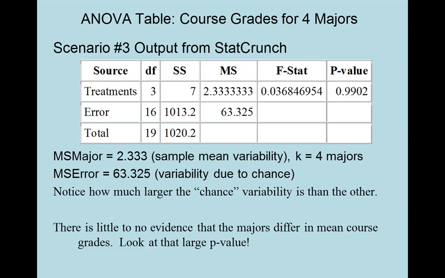So the p-value turns out to be 0.9902, which means this is right in line with what we would expect to see, or either there's so much variability within each group, any differences between groups is going to be hidden by that. We can't say that it's a major effect in that case. So the chance variability, the 63.325, is huge compared to the variability between the treatments or between the means at 2 1/3. So again, we would say there's little or no evidence that the majors are going to differ in mean course grades based on this.